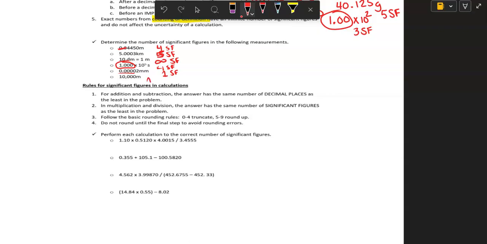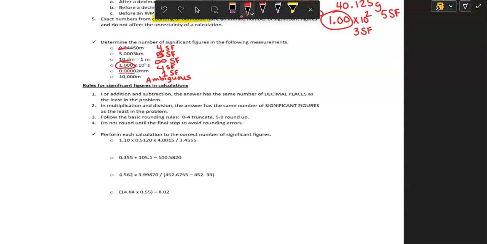And then here's one of those ambiguous ones. We don't know how many that has, because it has a bunch of zeros. There's no decimal. There's no way for us to know, so we can't judge that. Okay, so being able to count significant figures, while important, is not the main goal. Being able to use them in calculations is where it's important.